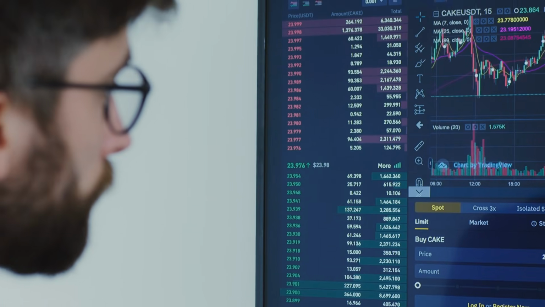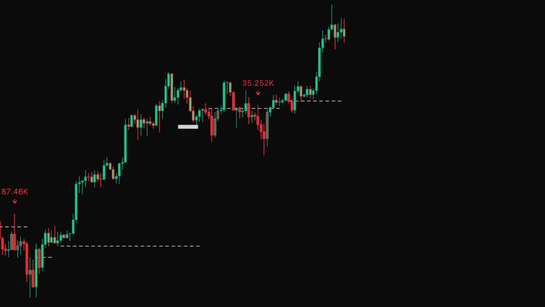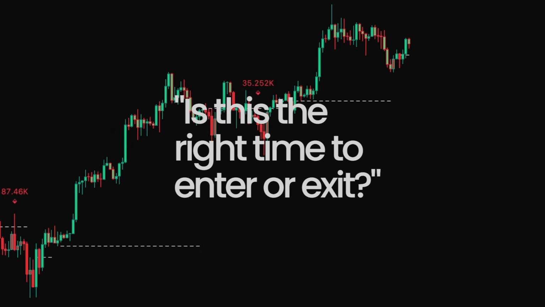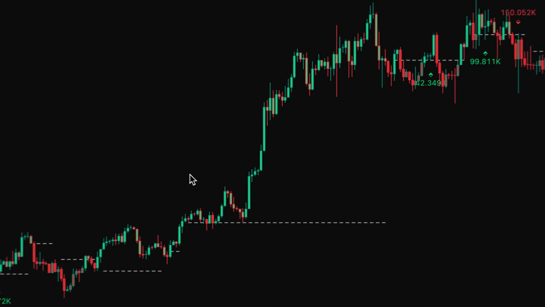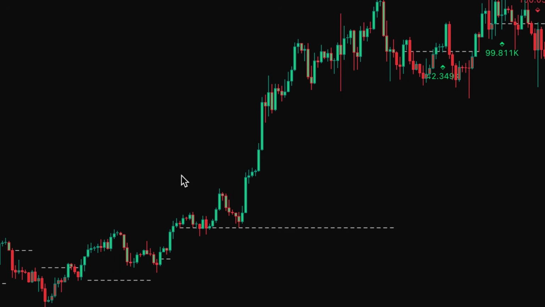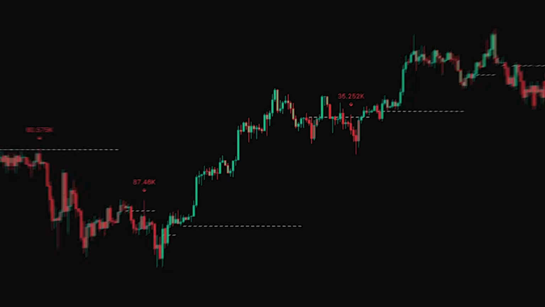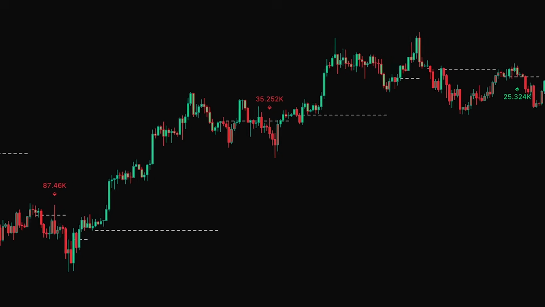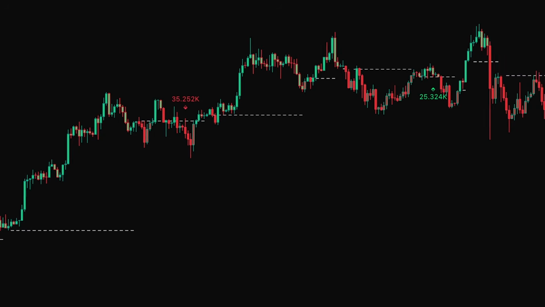If you're a trader who's ever stared at your chart wondering, is this the right time to enter or exit? But what if there was a tool that could help spot those critical turning points in the market? Stick around, because today I'm breaking it down step by step.